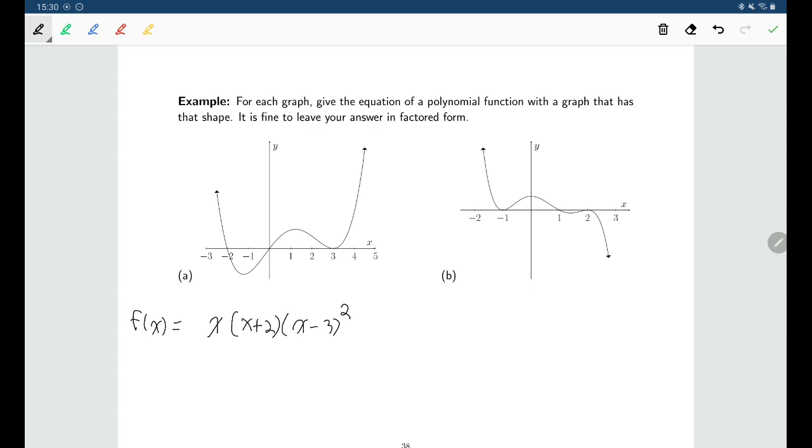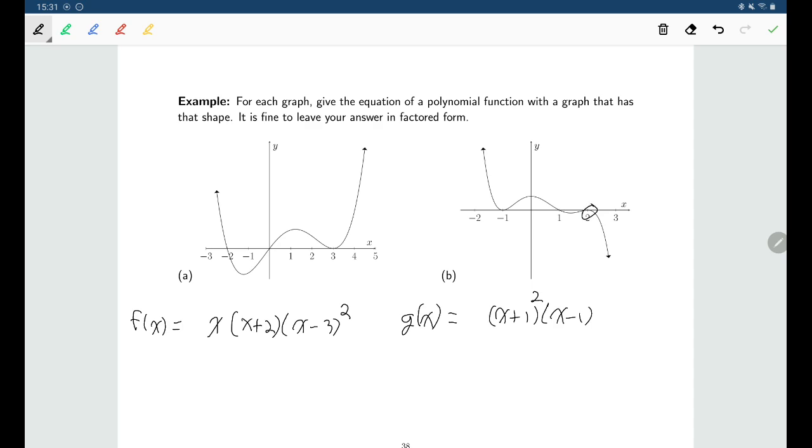Let's do the same thing with part b, which I'm going to call g of x. So we've got a couple of zeros here. We've got a 0 at -1, so I want x plus 1 to be a factor. And it needs to have even multiplicity since we're touching, so I'll square that. We need to be crossing the x-axis at x being 1. So x minus 1 needs to be a factor with odd multiplicity so that you cross.